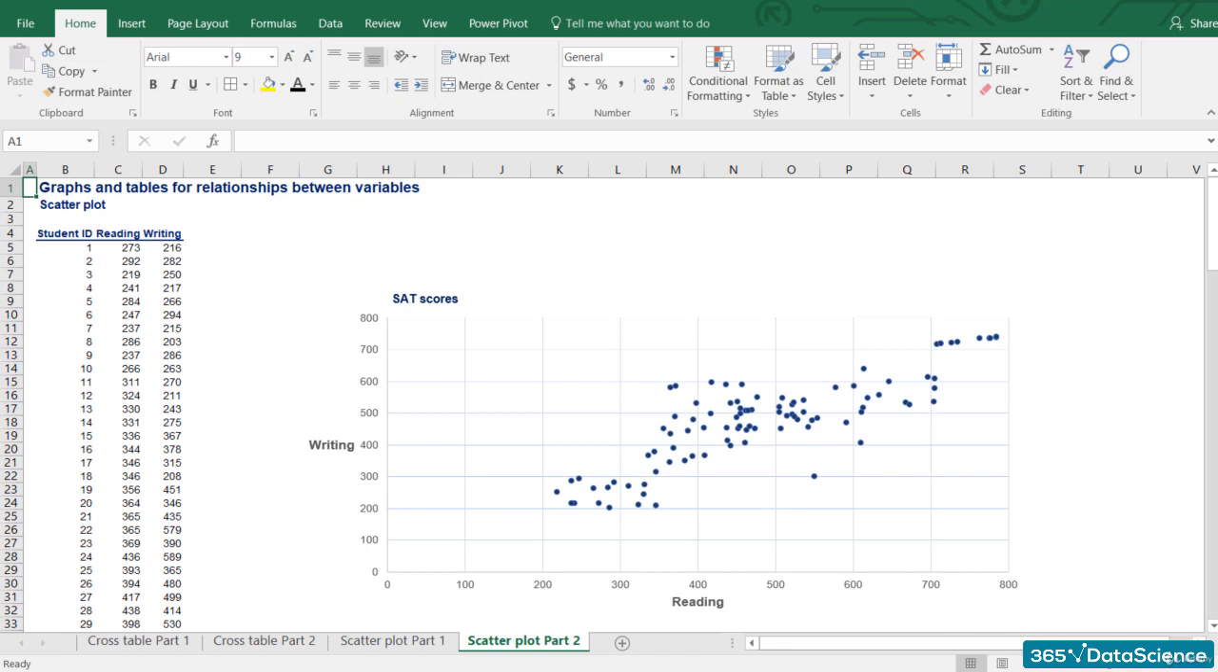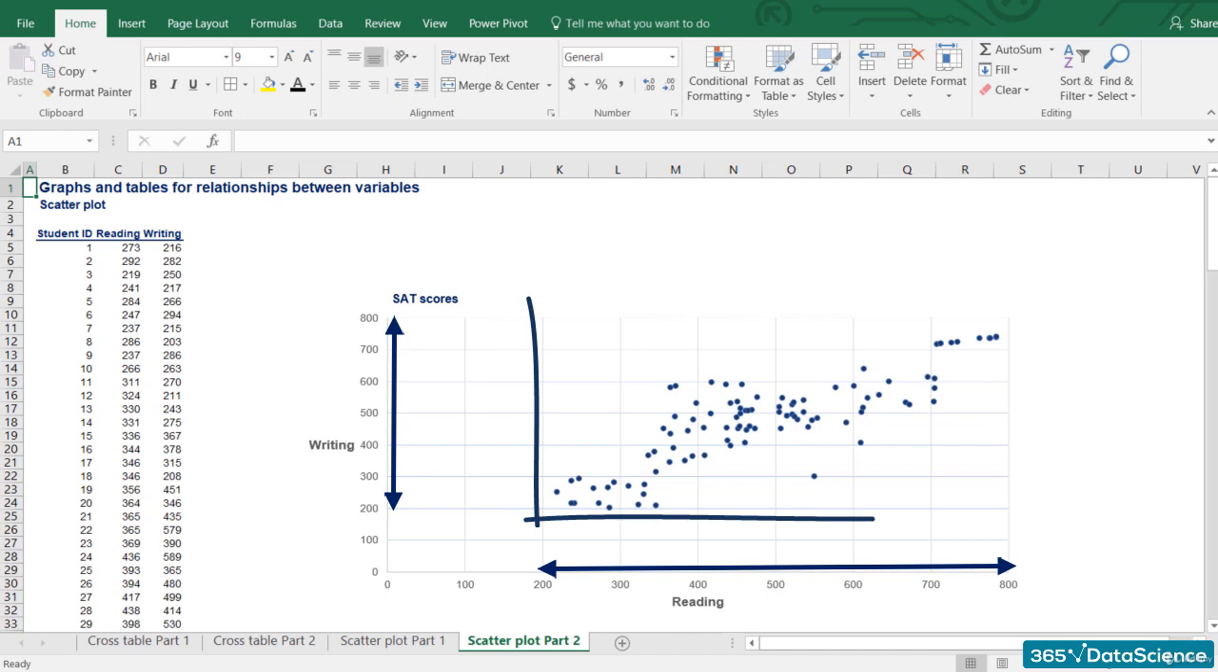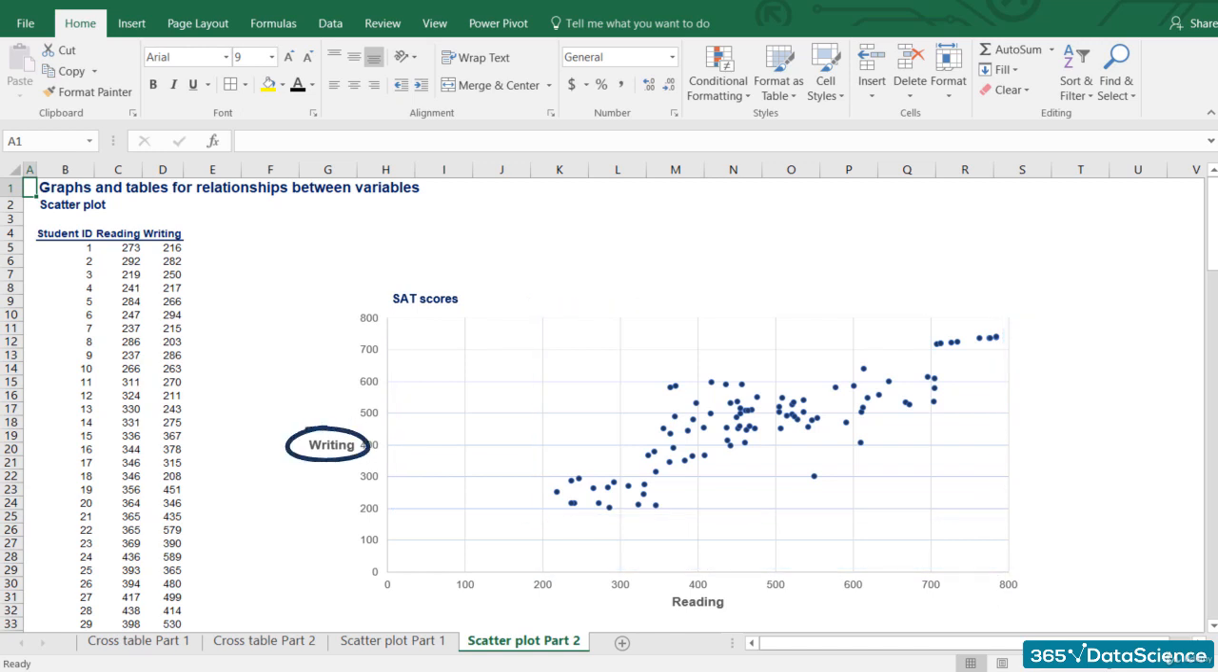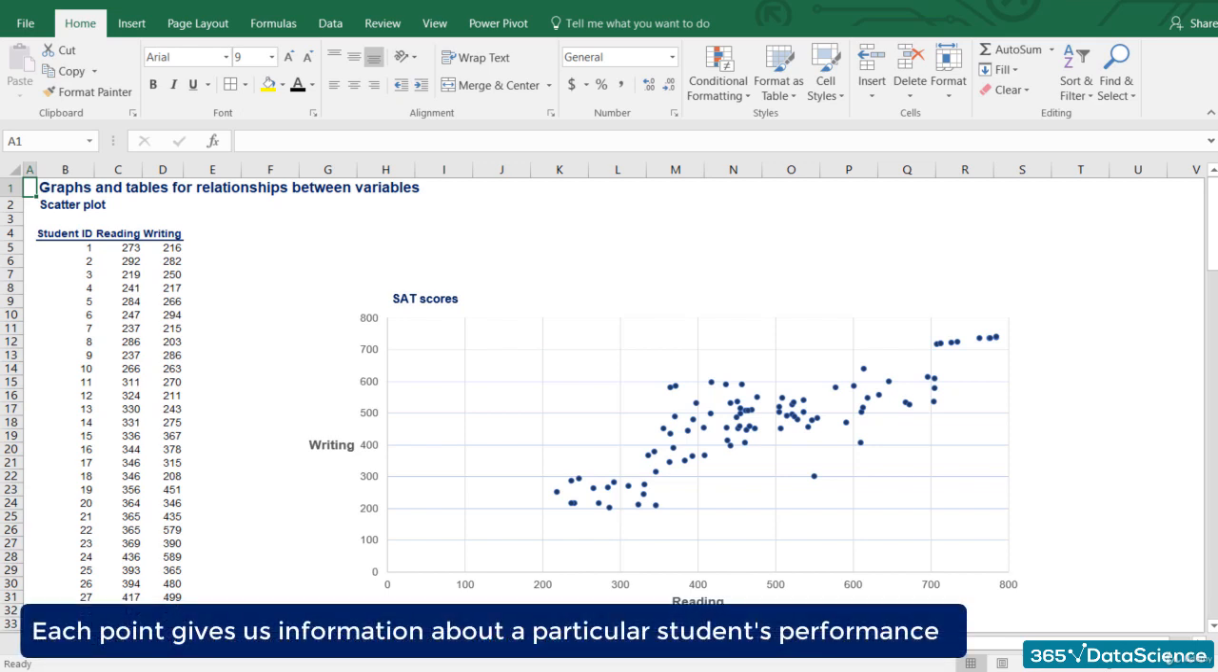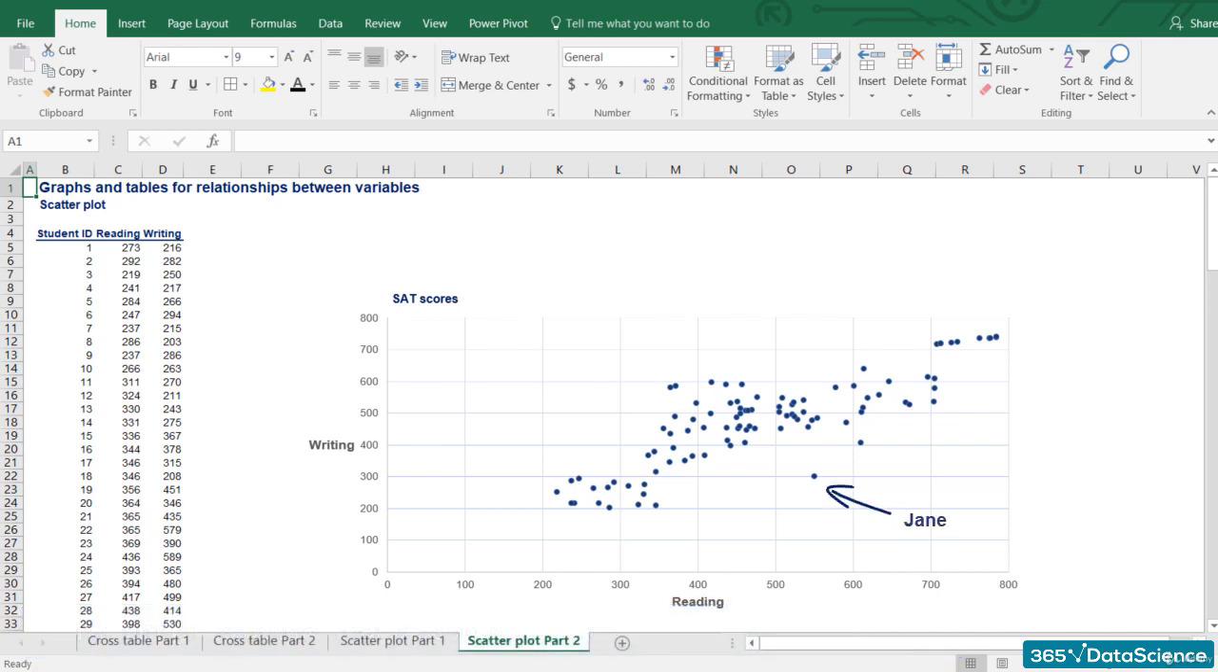Alright, first, SAT scores by component range from 200 to 800 points, and that is why our data is bounded within the range of 200 to 800. Second, our vertical axis shows the writing scores, while the horizontal axis contains reading scores. Third, there are 100 students, and the results correspond to a specific point on the graph. Each point gives us information about a particular student's performance. For example, this is Jane. She scored 300 on writing, but 550 on the reading part.